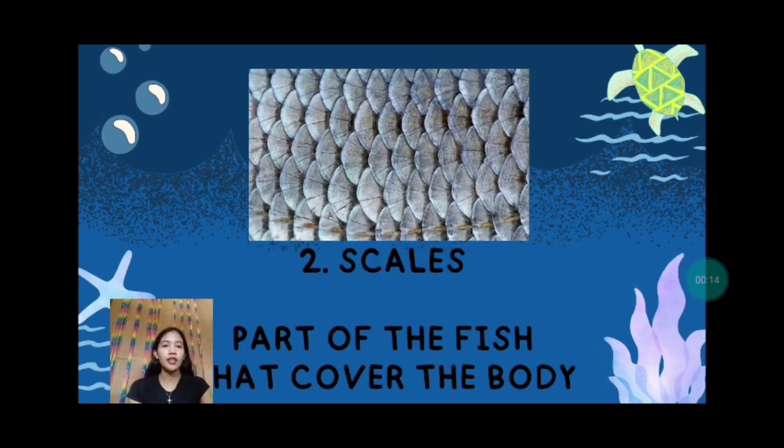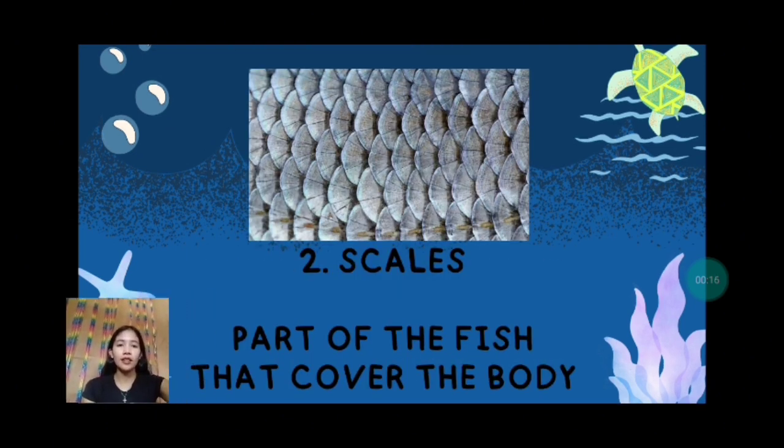Next, we have here the scales. The scales are part of the fish that covers the body. The scales of fish serve multiple functions, including protection against predators, reducing friction for efficient swimming, and aiding in maintaining the fish body temperature and water balance.